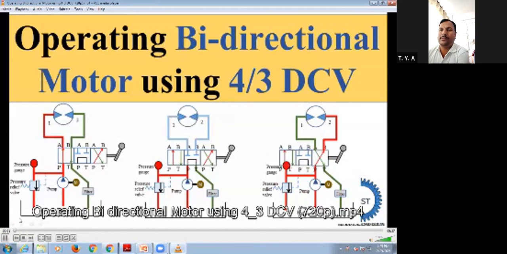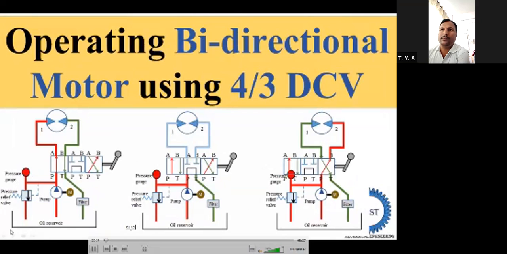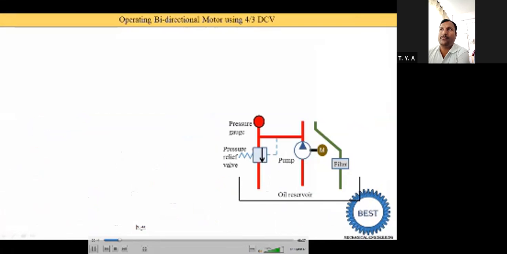In this video, I explain operating bidirectional motors using 4x3 DCV. It is a circuit design used for hydraulic systems as well as for pneumatic systems. So first they have 3 different positions. Here you see this image. So first we understand what is the 4x3 DCV, that is a 3 position valve.